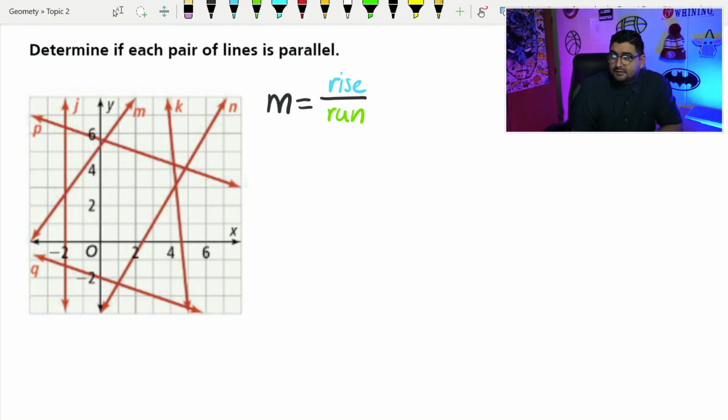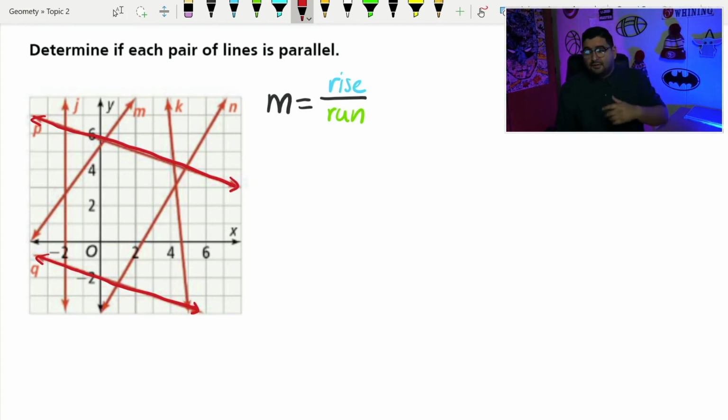Okay. So using the rise over run formula, we're going to pick two lines and test to see if they are in fact parallel. So for this one, we're going to look at line P and line Q. Here we have line P and line Q. And there's no real specific reason why I chose these lines. It's just, for me, off of my eye level right now, the way I see it, these two look like they have the best chance of being parallel.